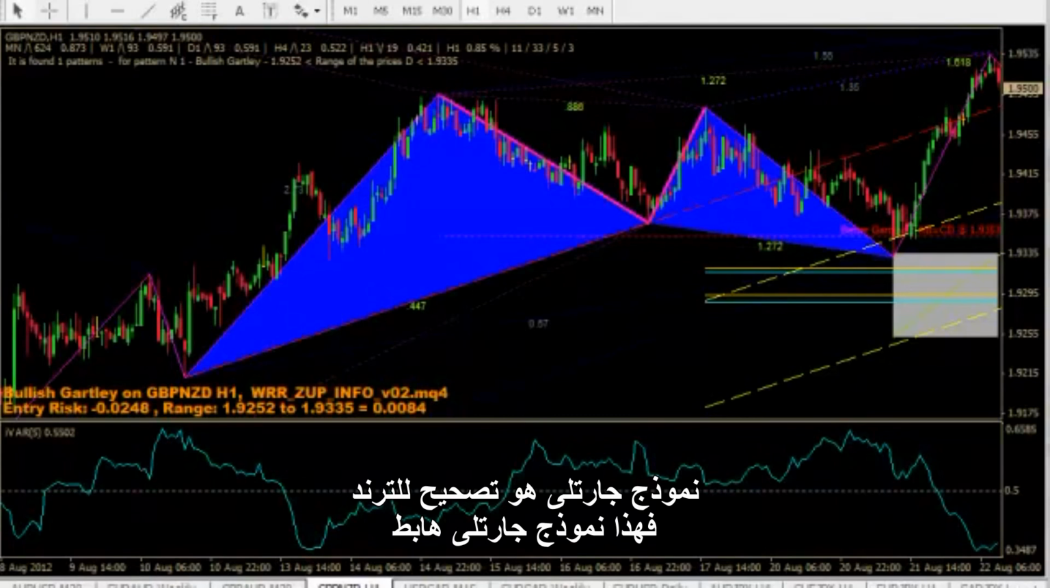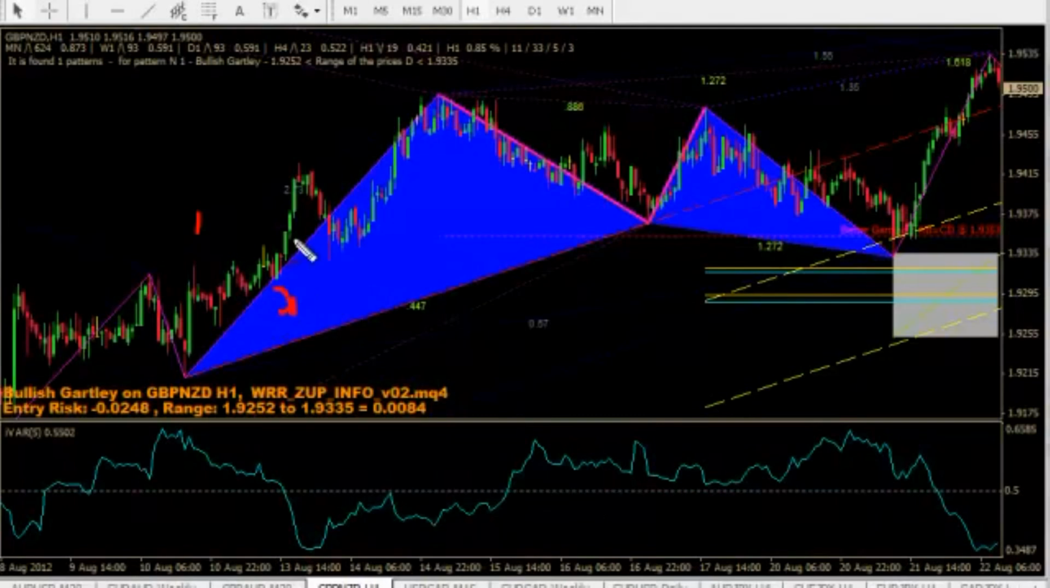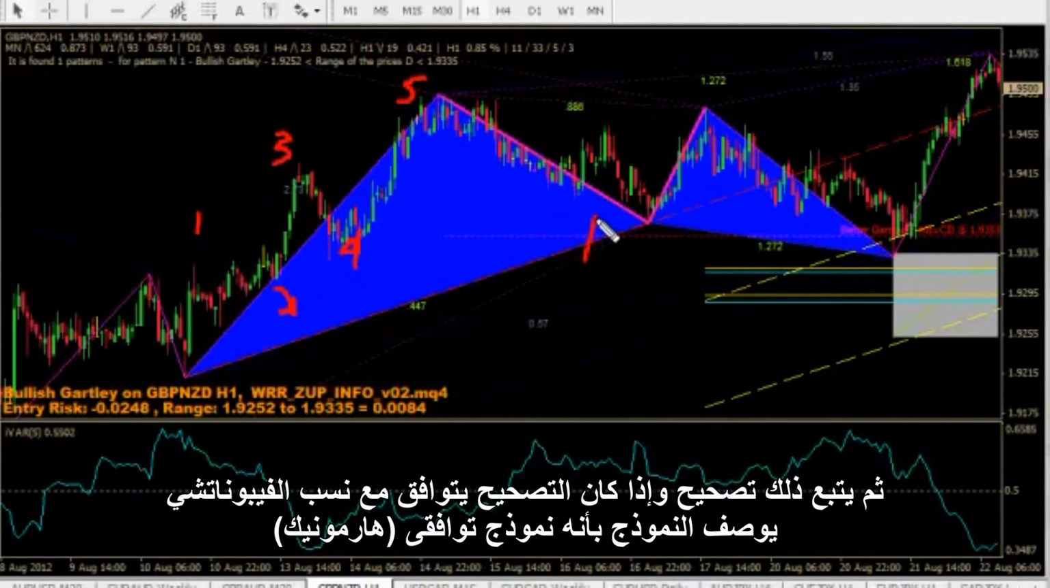The Gartley pattern is always a correction to a trend. This is a bearish Gartley pattern right here, and over here there is a perfect uptrend followed by a correction, and if the correction conforms to certain Fibonacci ratios, then it's identified as a harmonic pattern.